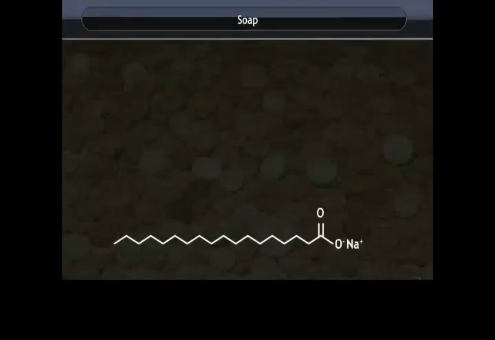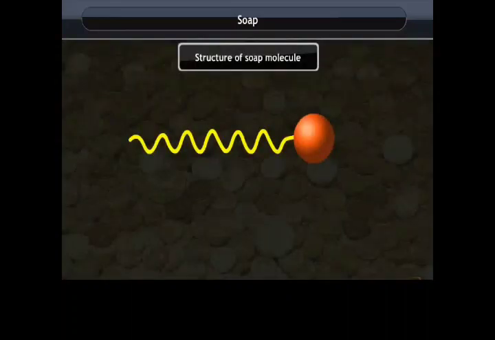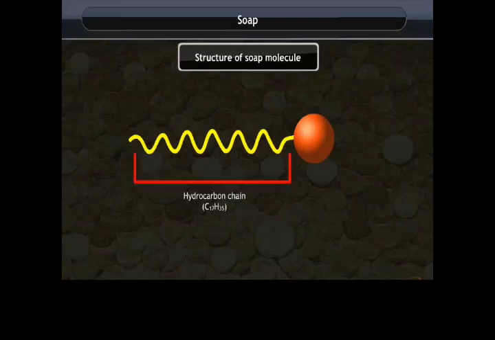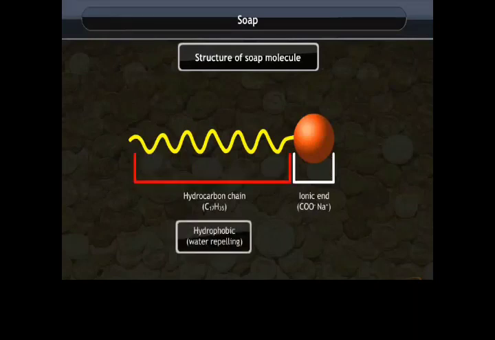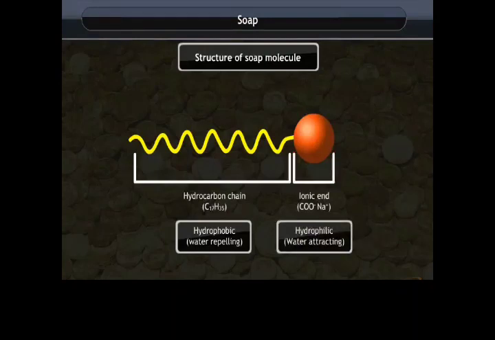Soap. Soaps are the long-chain sodium or potassium salts of carboxylic acids. Example: sodium stearate, C17H35COONa. A soap molecule has two parts, that is, a hydrocarbon part and an ionic part. Structure of a soap molecule. It has a long hydrocarbon part which is hydrophobic or water repelling. The ionic part is made up of the carboxylate ion of sodium or potassium and is hydrophilic or water attracting.